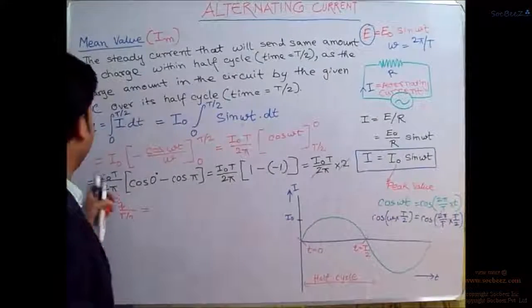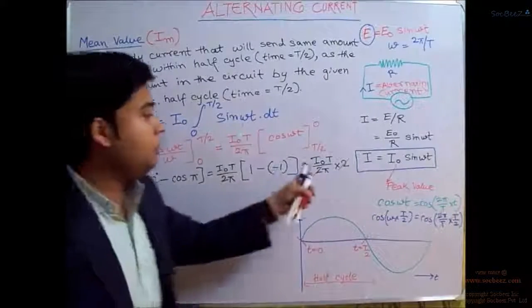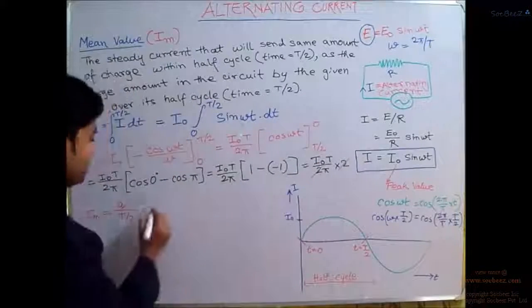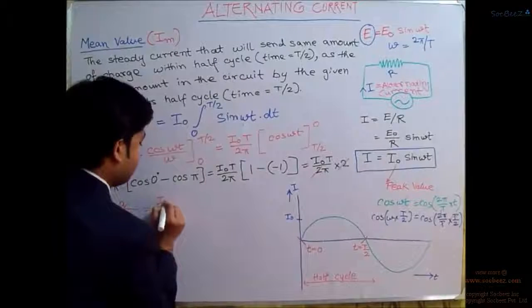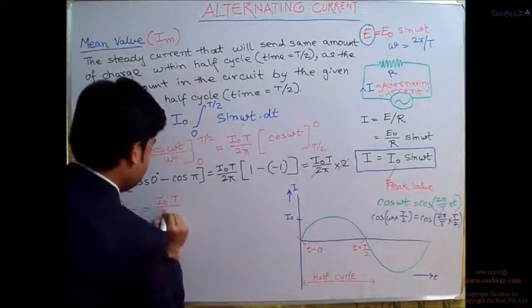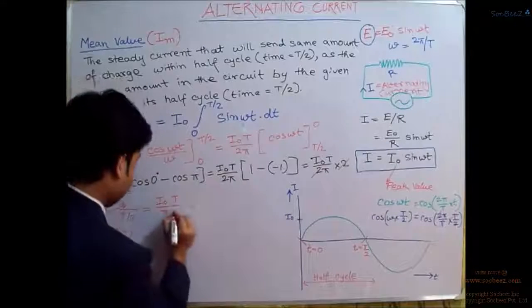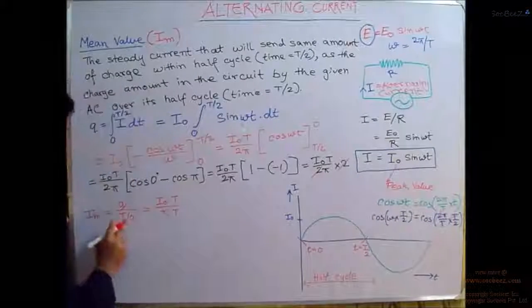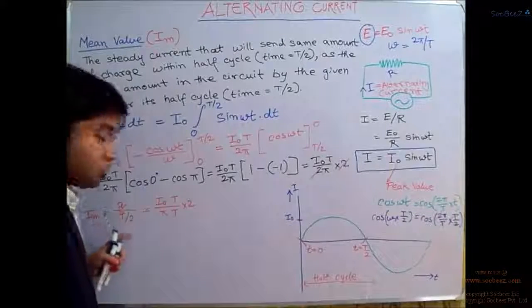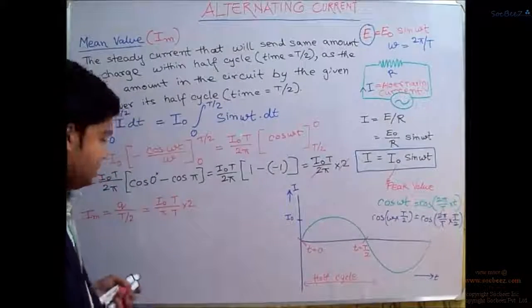Now what is the value of Q? This is the value of Q that we have observed: I naught multiplied by T divided by pi. So we can write I naught multiplied by T divided by pi, and the time will be T by 2, and this will be over here. The denominator's numerator will now be the numerator, right?